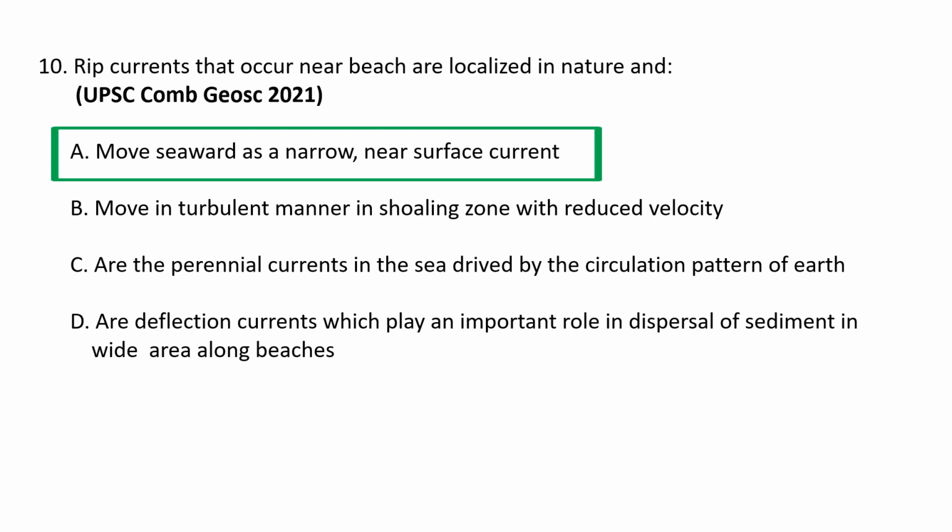So rip currents are strong, narrow, seaward flows of water that extend from close to the shoreline to the outside of the surf zone. And they are found on almost any beach with breaking waves and act as rivers of the sea, moving sand, marine organisms, and other material offshore. So rip currents occur near the beach, are localized in nature, and they move seaward as a narrow and near surface current.